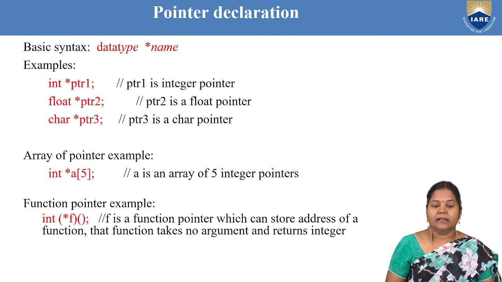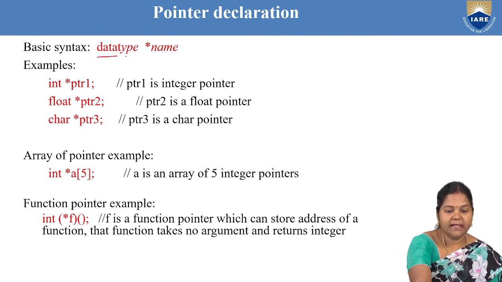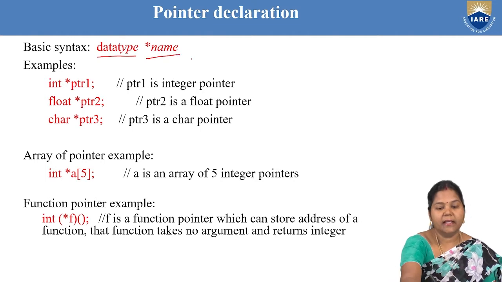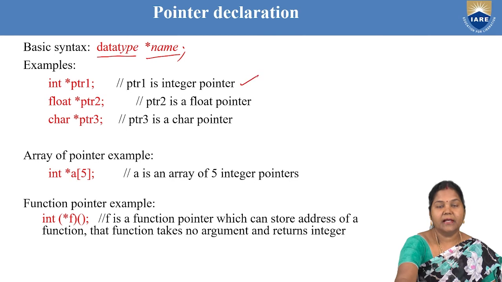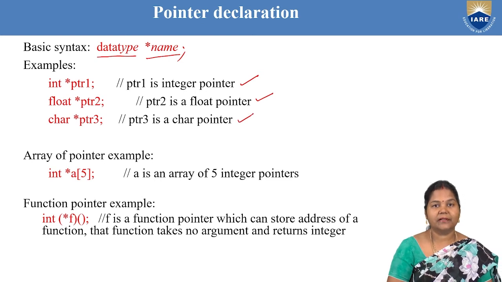Now, coming to the pointer declaration, the syntax you have to follow is data type followed by the name of the pointer. Now, you can see ptr1 is an integer pointer. Similarly, ptr2 is a float pointer. ptr3 is a character pointer and so on. Similarly, if you want to store a number of addresses of various integers or various characters, then you have to go for an array of pointers concept.